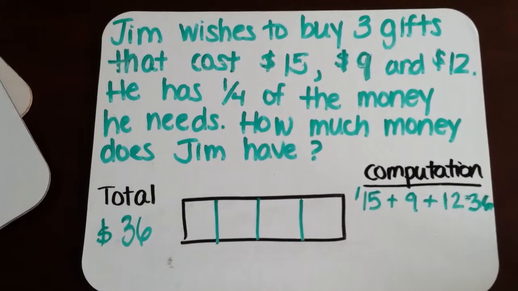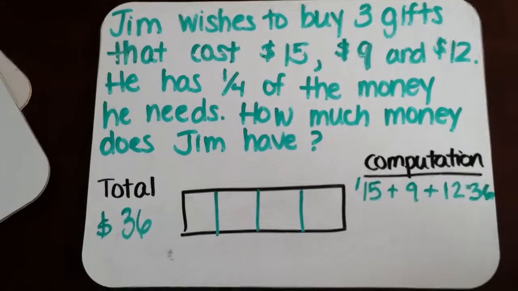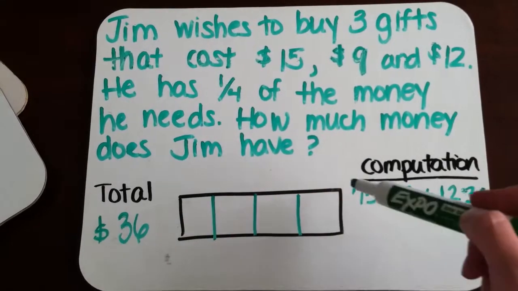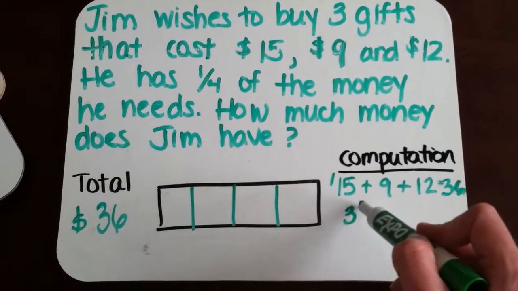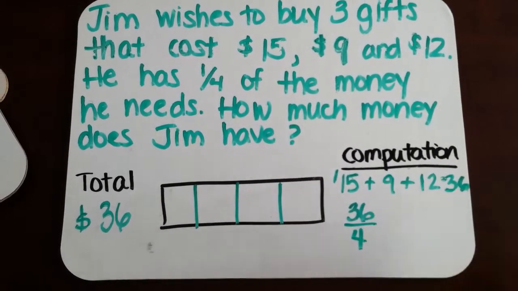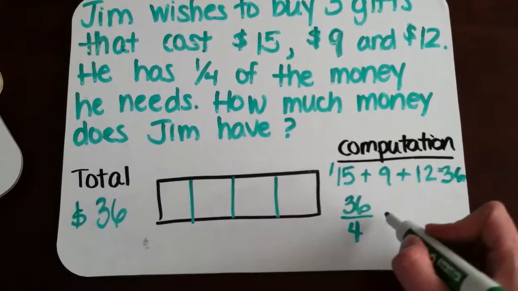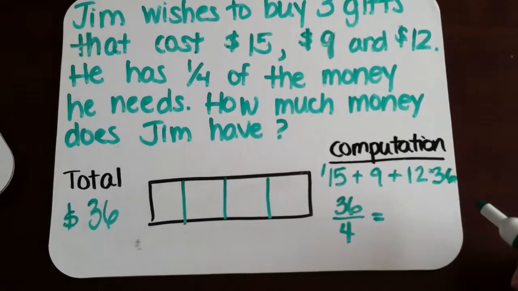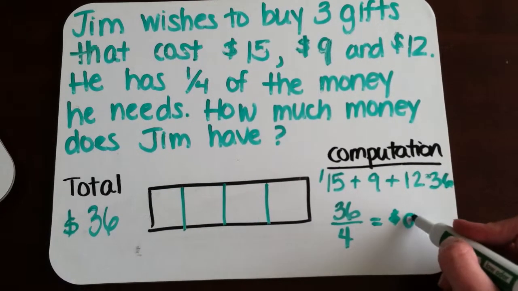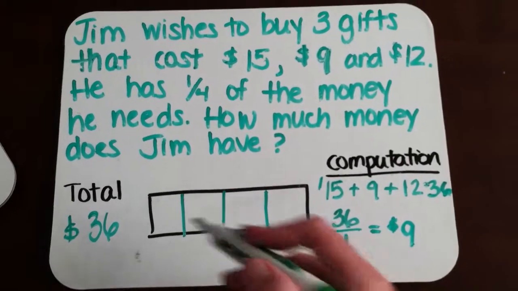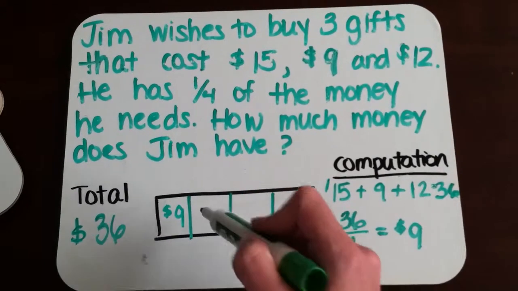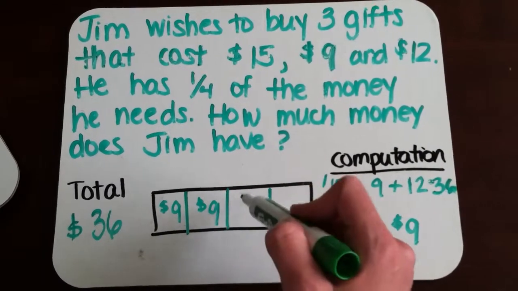Remember, at the beginning, I said cutting the bar is also the operation of division. This whole bar was 36. What did I do to the 36? I cut it or divided it into 4. So 36 divided by 4. What's 36 divided by 4? I should know my facts. My facts tell me that 36 divided by 4 is 9. $9. So 1/4 is $9. So then this 4th would also be $9.